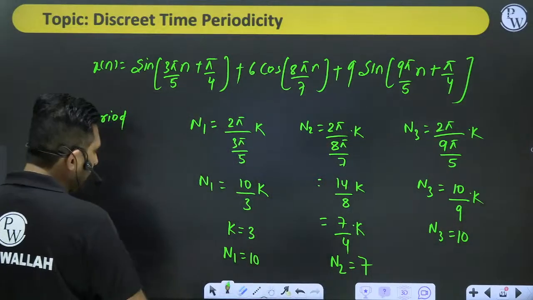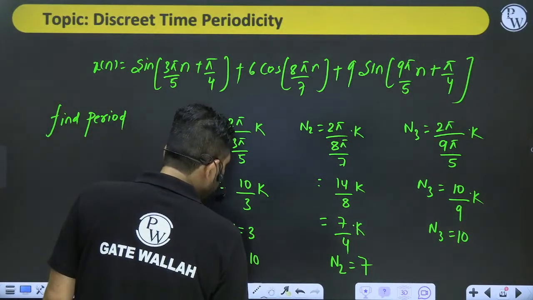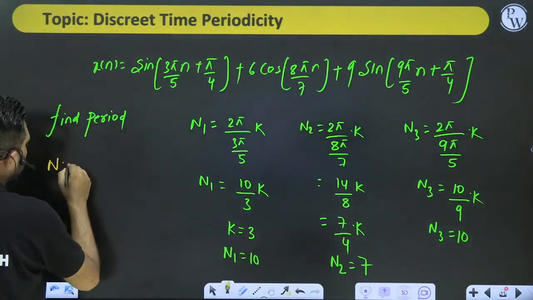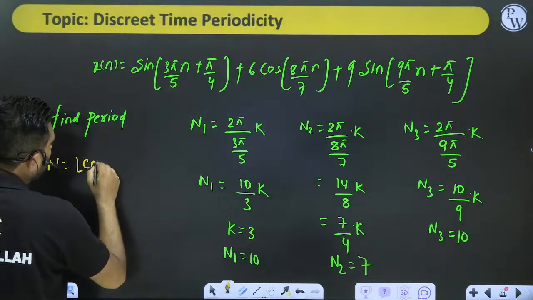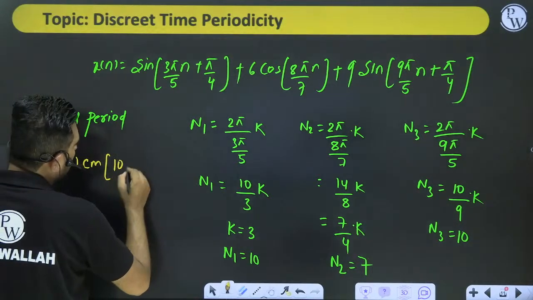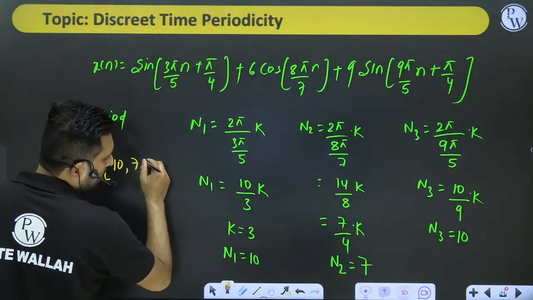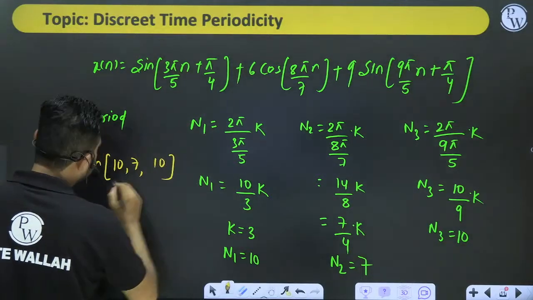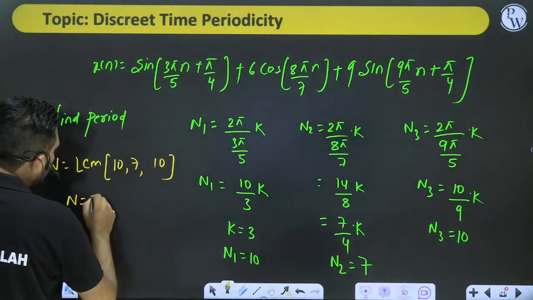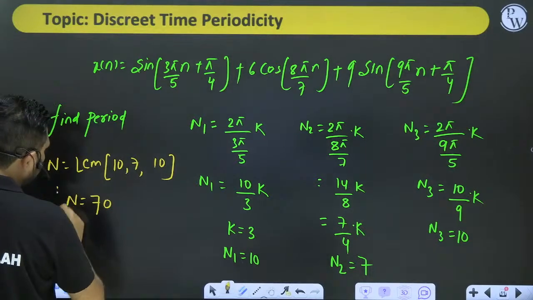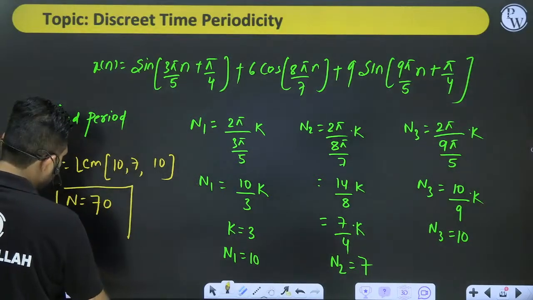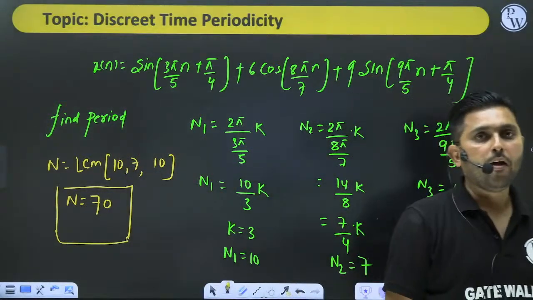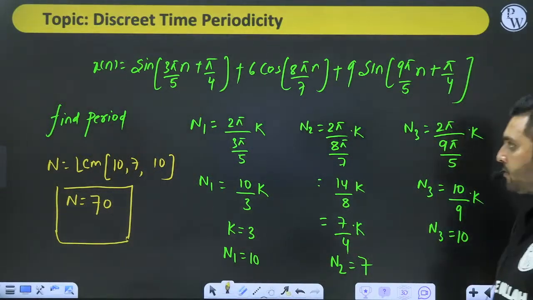Now what is the common N? Common N is the LCM of 10, 7, 10, which is 70. So the period of this function is nothing but 70.